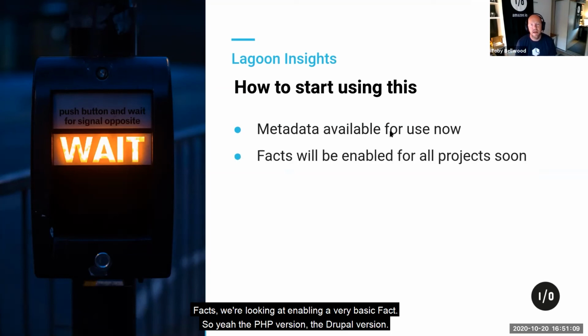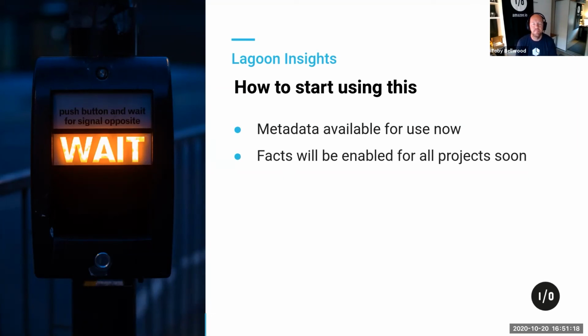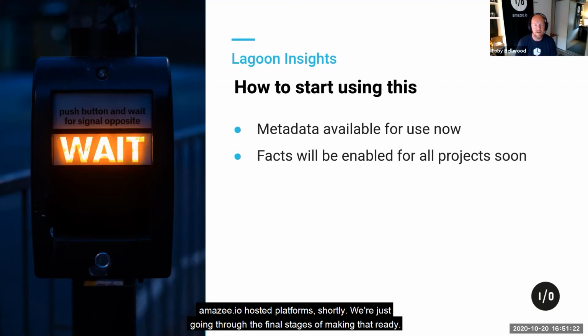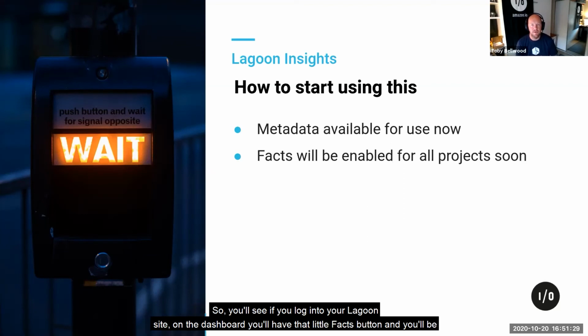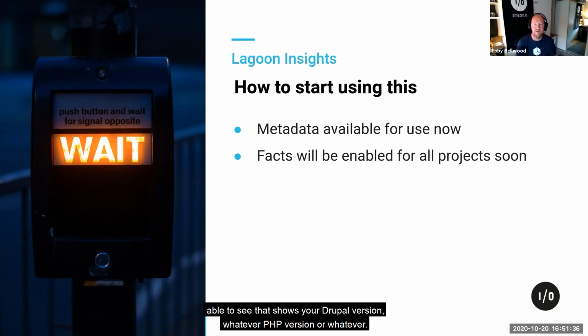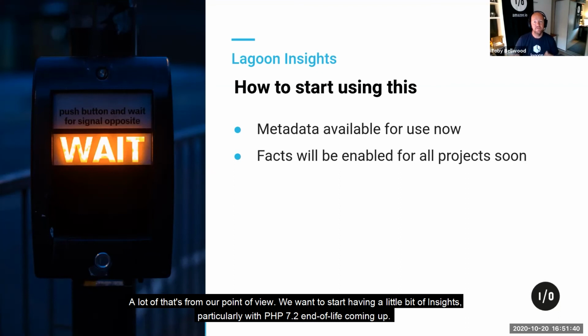Facts, we're looking at enabling a very basic fact. So the PHP version, the Drupal version. We're looking at enabling that for all sites on Amazee.io hosted platforms shortly. We're just going through the final stages of making that ready. So if you log into your Lagoon site, on the dashboard, you'll have that little facts button, and you'll be able to see that it shows you're at Drupal version whatever, PHP version or whatever.